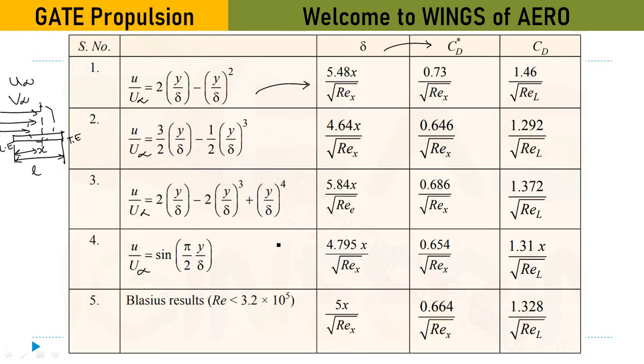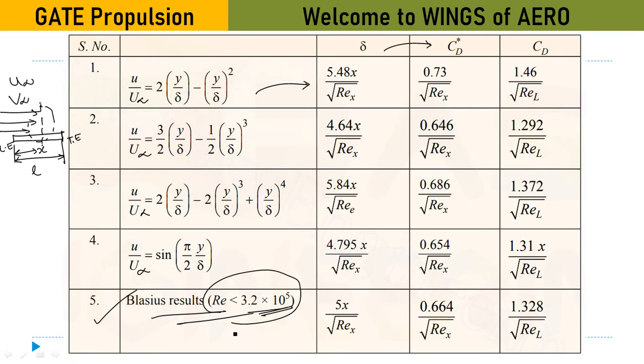Most of the cases we prefer to use the Blasius condition. But in upcoming days I will tell you how these things are derived, because sometimes this is one of the very scoring parts. Suppose they have given you some equation, how you can derive the boundary layer thickness, the local drag and the total drag. That we will see in tomorrow's class.